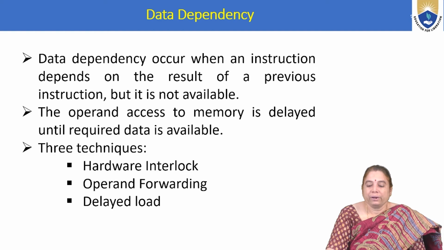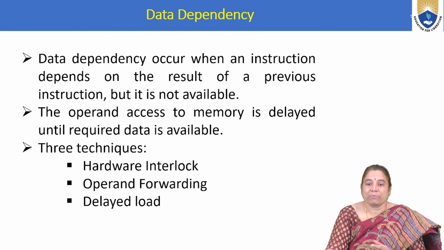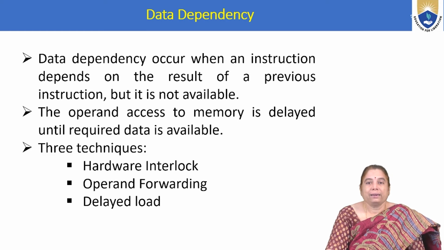The second conflict is data dependency. Data dependency occurs when an instruction depends on the result of a previous instruction. So in data dependency, one instruction or one segment during execution depends on data that is used by another segment, but it is not available at that time. So the operand access to memory is delayed until the required data is available.